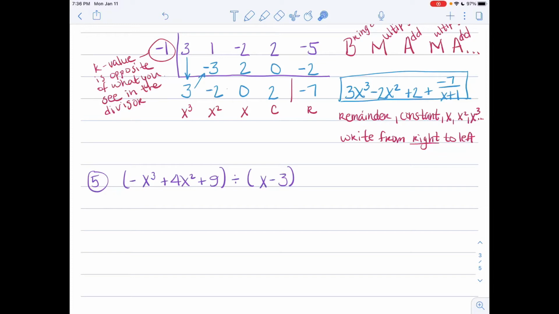For problem number 5, I'm going to do the same thing that I did before, confirm that I'm in standard form and that I have every term accounted for. If not, I'm going to have to put in some zeros. So I have a 3 here, a 2. Ooh, I don't have an x to the first power, just a plain x, so I'm going to have to insert a 0 as a placeholder. And then I have a plus 9.